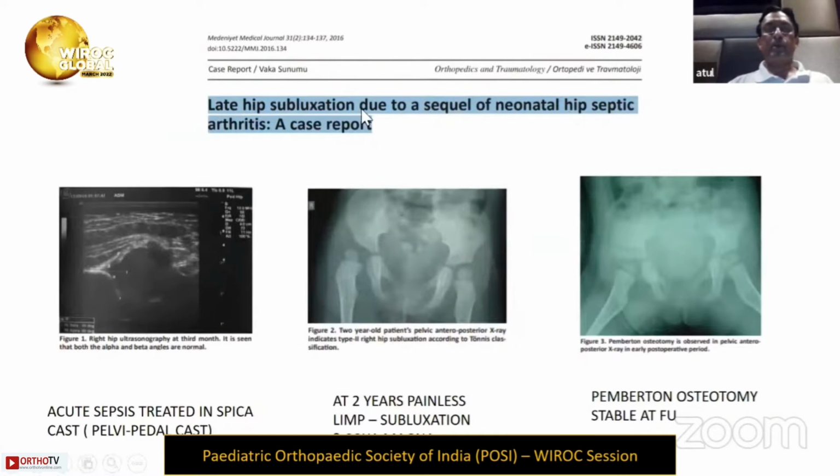Just reviewing literature, there was a case of late subluxation of a neonatal hip. This was published from Turkey, where this child had acute sepsis, but at 2 years presented with this picture where the hip was subluxing, and they did a Pemberton osteotomy. I was quite surprised that when I read the article, they felt it was a coxa magna as well as a soft tissue laxity due to the previous infection, which led to this subluxation, and hence they preferred to do a pelvic procedure, looking at the shallow acetabular index.